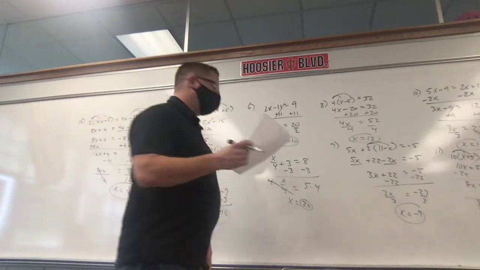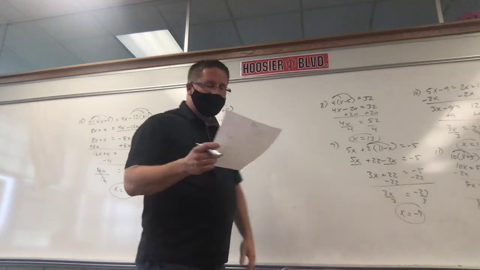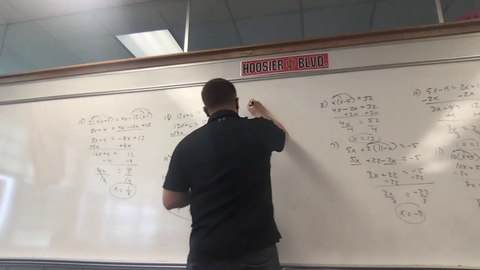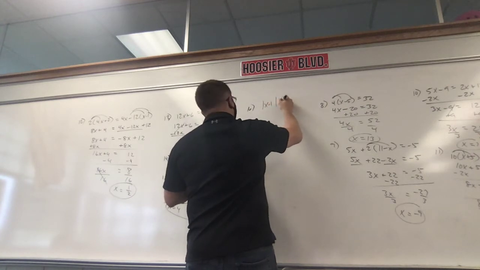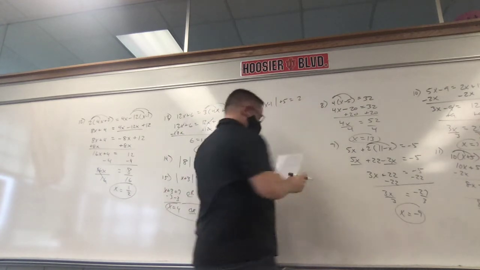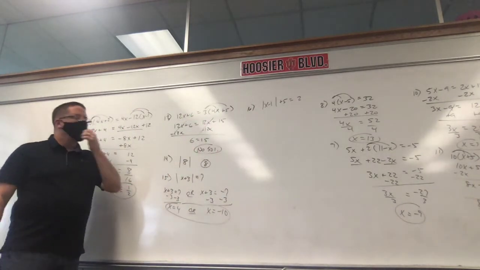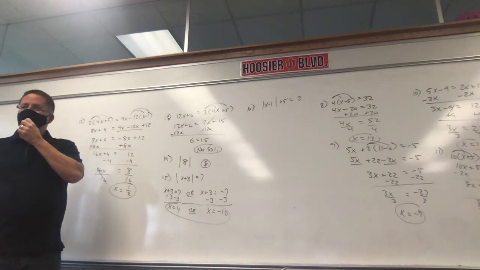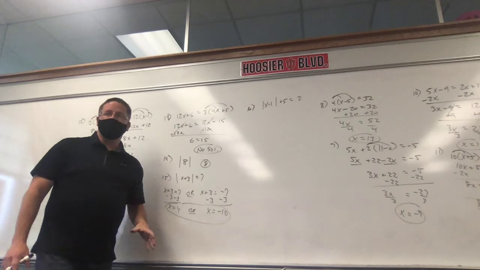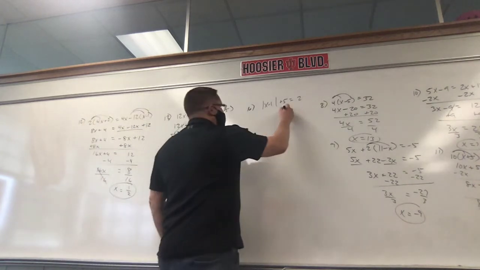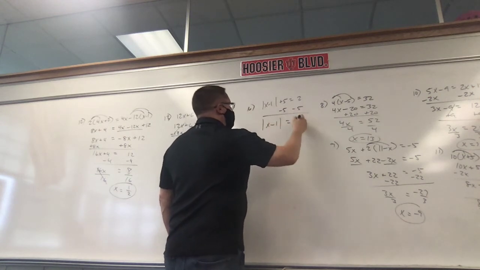Now, with that being said, number 16 is actually very, very easy, but it's also very, very simple to mess up on. We have absolute value of x minus 1 plus 5 is 2. We should do something first, though: minus 5. Why? Because you want to get the absolute value by itself before you get the x by itself. So we have the absolute value of x minus 1 equals 2 minus 5, which is negative 3.